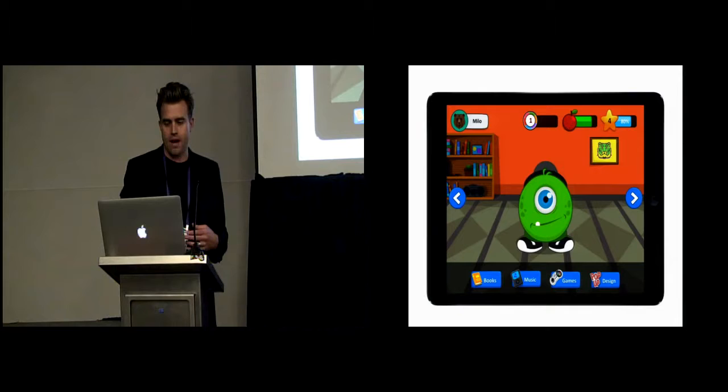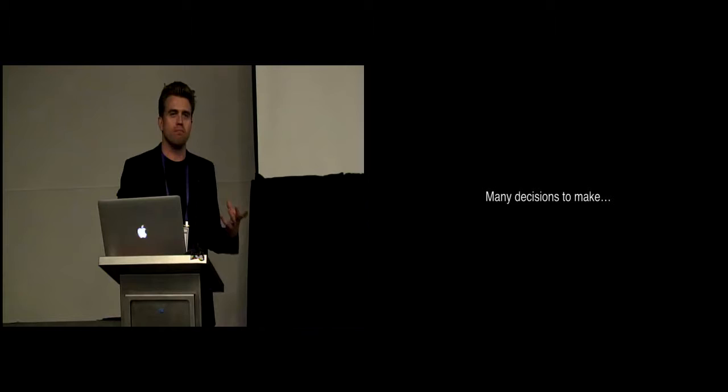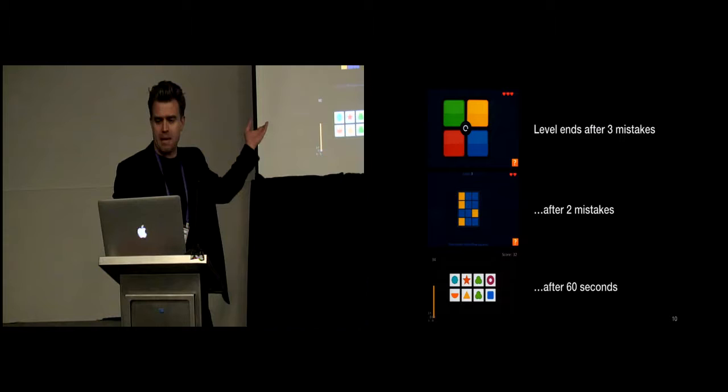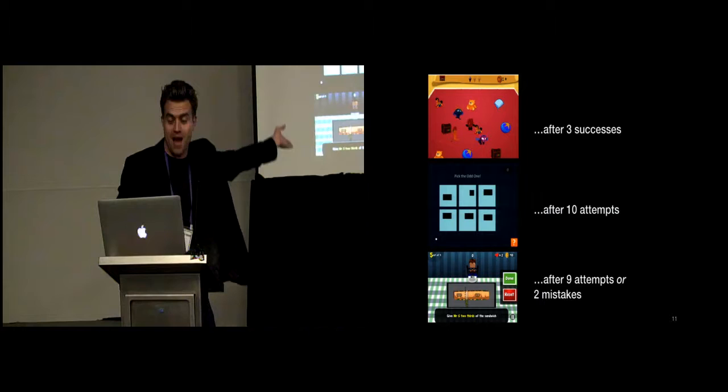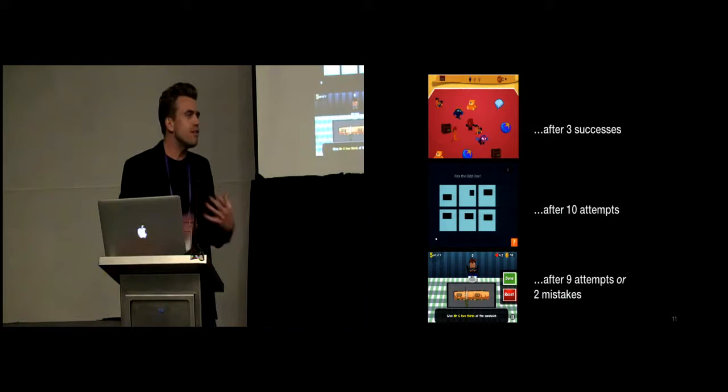And there's a lot of decisions to make when you make games. There's a lot of arbitrary decisions that you need to make. For instance, how you end a game: after three mistakes the level's over, or two mistakes, or after 60 seconds, or three successes, or 10 attempts, or after nine attempts, or two mistakes. There's so many little arbitrary decisions. So you kind of do what feels right. But there is another way, right?